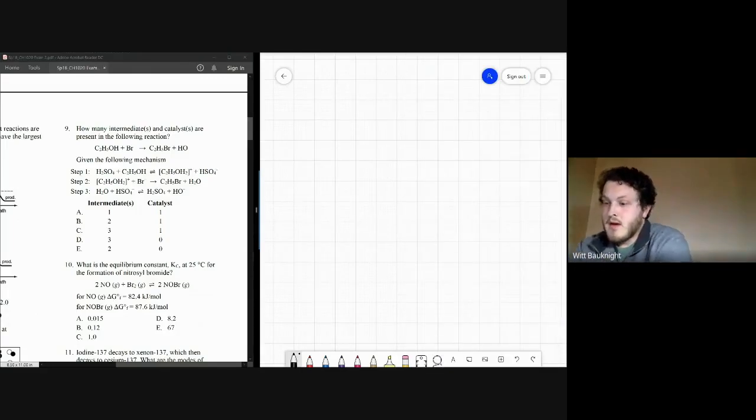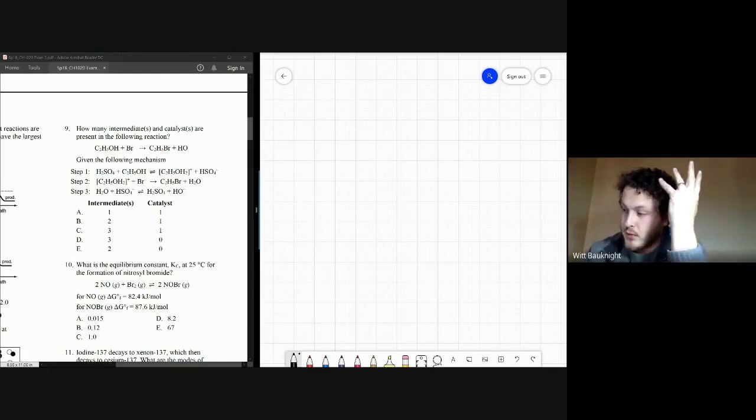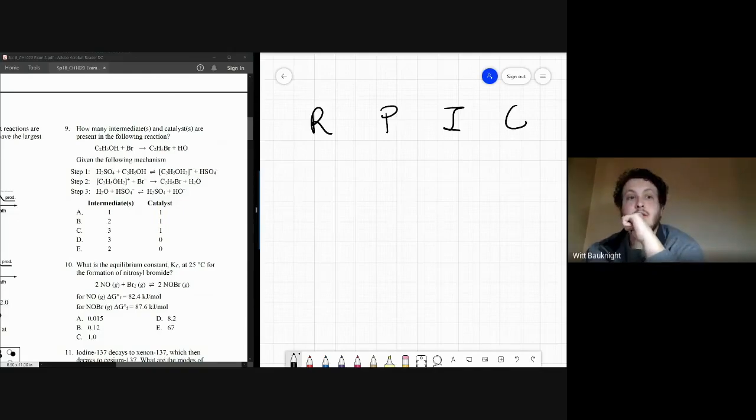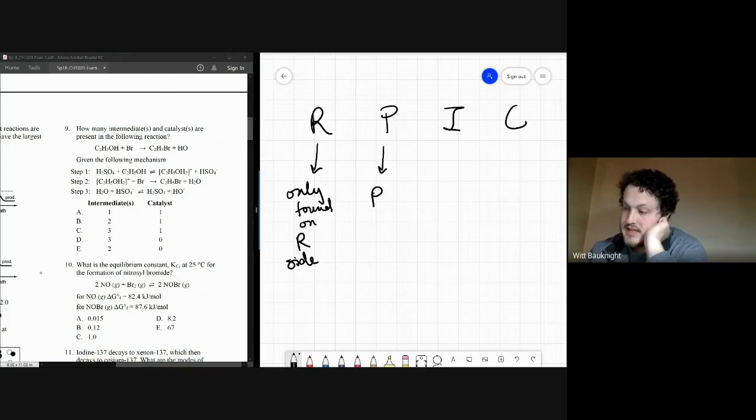So, how many intermediates and catalysts are present in this following reaction? When we have a whole bunch of elementary steps, I like to divide everything into 4 categories. We have reactants, products, intermediates, and catalysts. Those are the things that are going to be making up every element or compound in the elementary steps. So reactants are only found on the reactant side. Products are only going to be found on the product side.